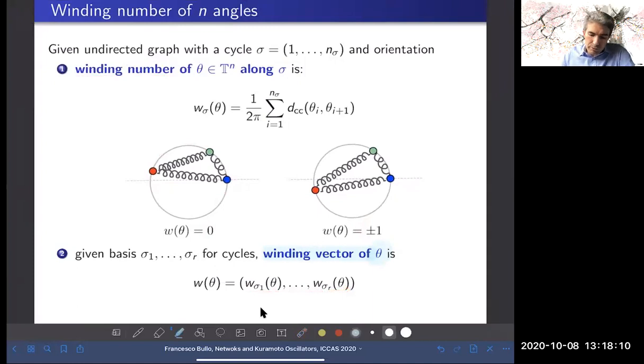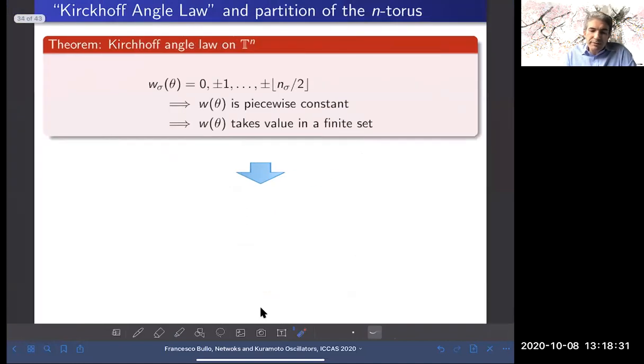Let me make one more comment. When I shift the angles a little bit, suppose I change the green location a little bit, the winding number does not change. So the function that maps the set of angles to the winding vector is piecewise constant. And what that means is that, for a single cycle, the winding number takes only a finite number of possible values. It's piecewise constant, and it takes values in a finite set.